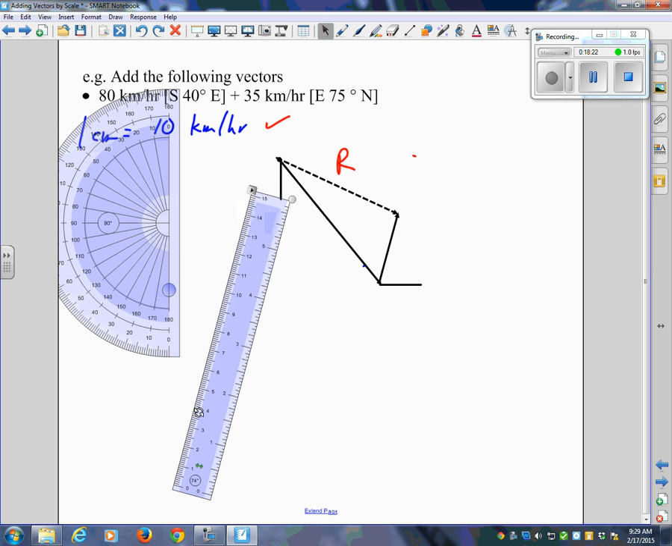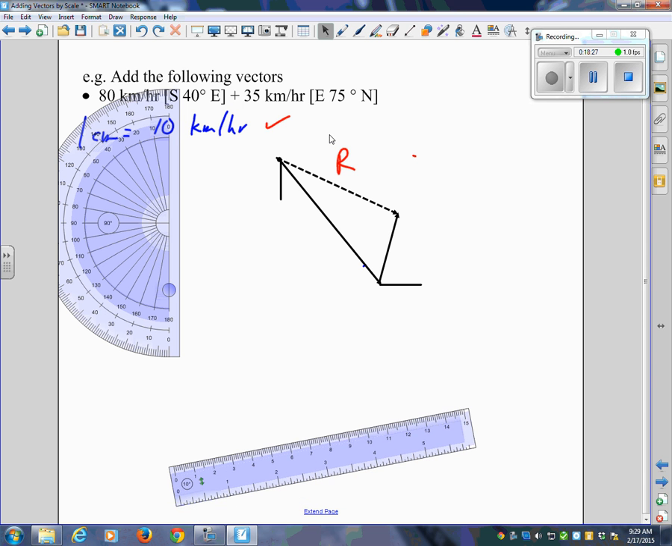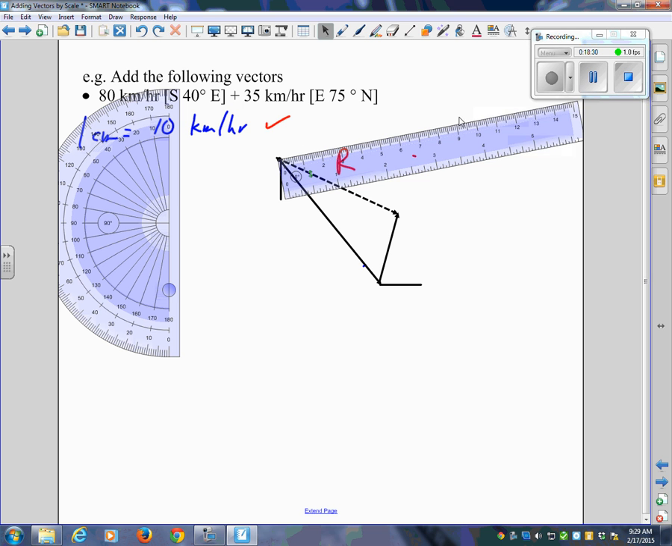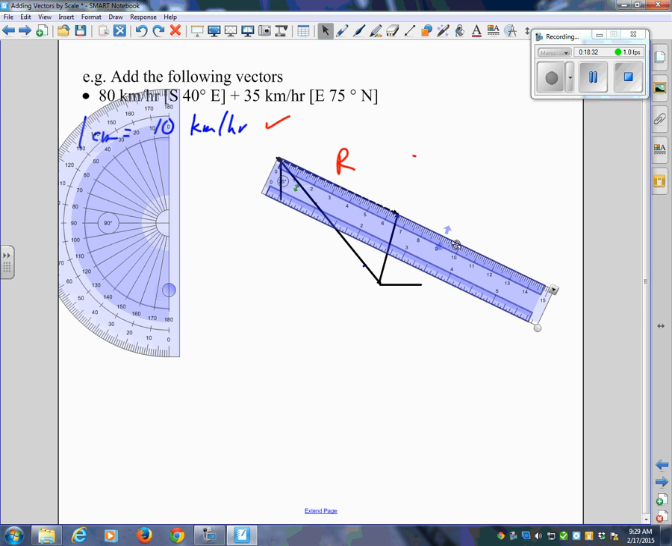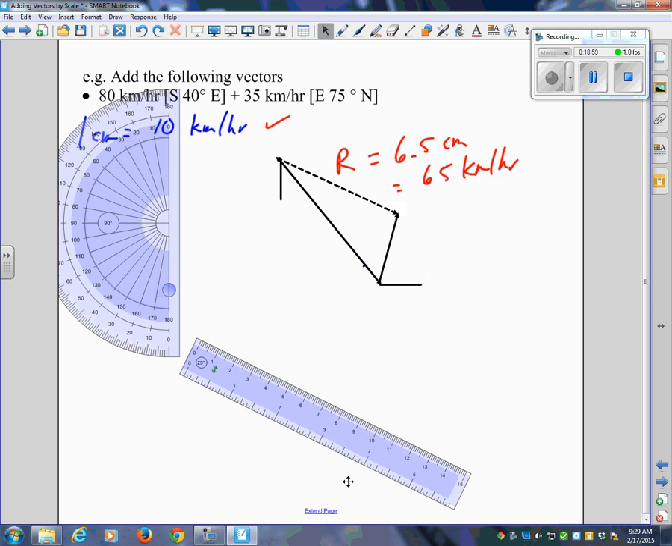Let's measure it and see. He starts from the top and starts from the bottom. Yeah, it's okay. I got 6.5. 6.5 centimeters, or what would that be? 65 kilometers per hour, right? If you don't change that back on the test, you're going to lose marks. You really should write it as kilometers per hour. It's important. Okay, now where do I measure from?